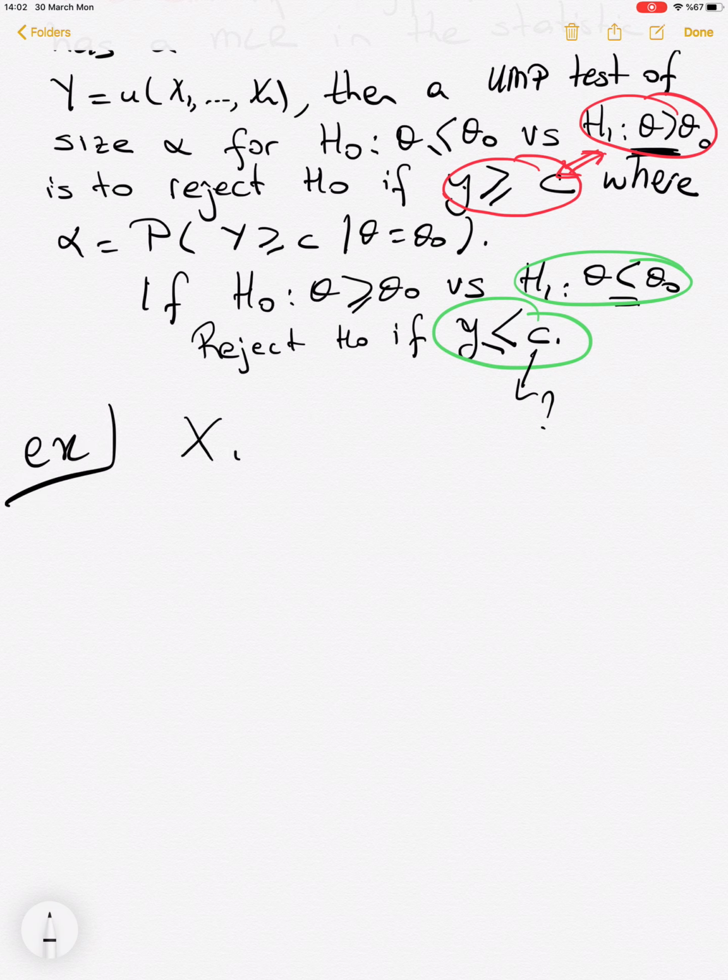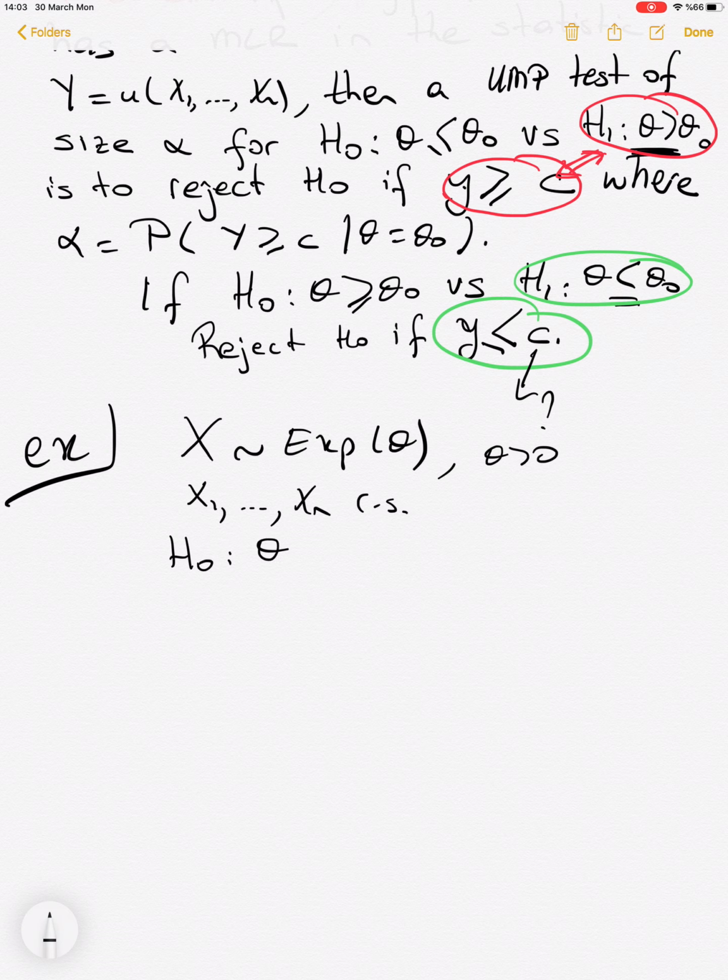So let's solve some examples. Let's say we have an exponentially distributed random variable. Our parameter space is the positive real numbers, and here let's assume that we have a random sample of size n. Our hypothesis is theta less than or equal to theta 0. You can also define it as theta equal to theta 0. You will end up with the same result actually, so it doesn't matter which of these two you use. The important thing is the direction of the alternative.